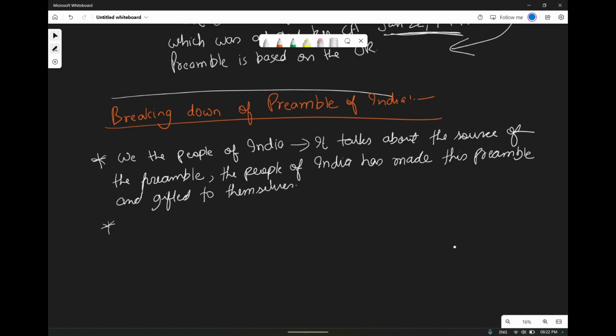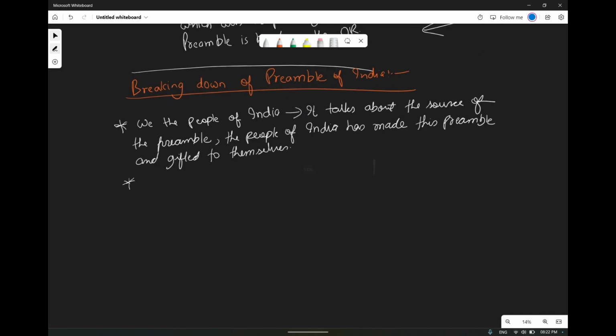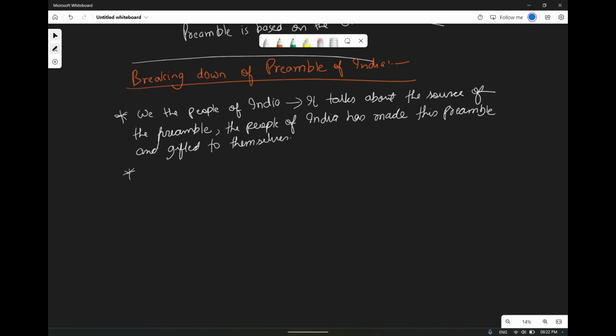Now I'm breaking it down so that when we go through the preamble you will be able to understand what is written in the preamble and what exactly it means. First, we the people of India means the people of India. From where did this preamble come? What is the source of this preamble? The source of the preamble is no other than the people of India.